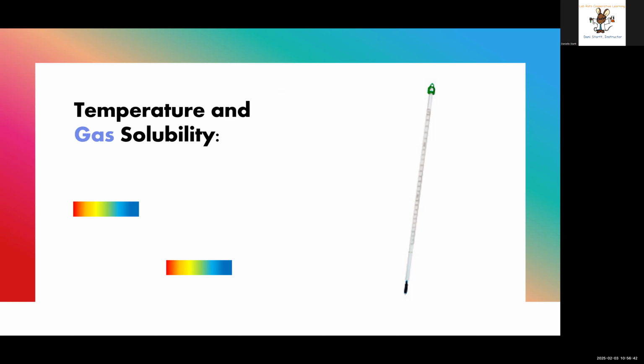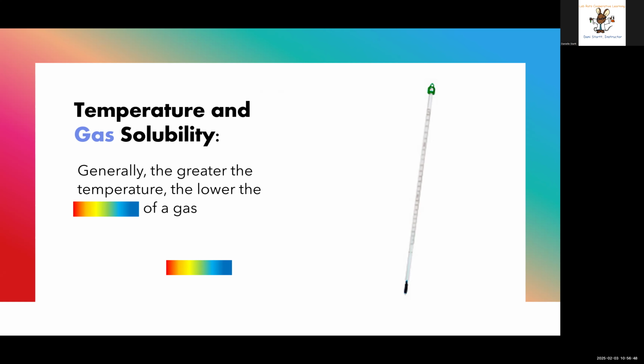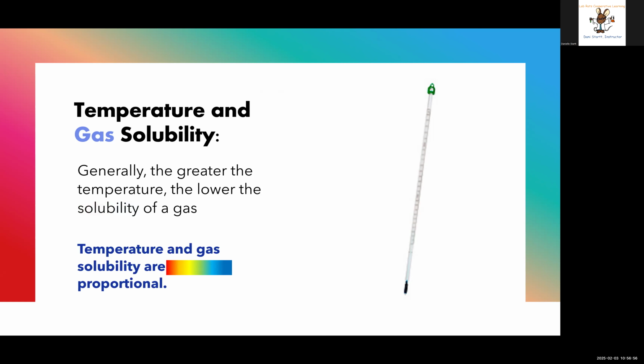And now we have temperature and gas solubility. This one may seem counterintuitive, but it's one you've just got to remember. Generally, the greater the temperature, the lower the solubility of a gas. That means temperature and gas solubility are inversely proportional. The colder your solution, the more gas you can dissolve. The warmer your solution, the less gas you can dissolve.